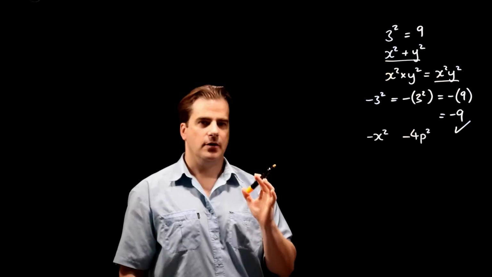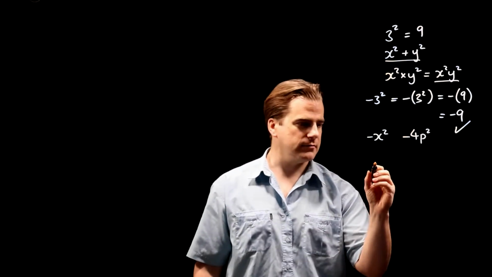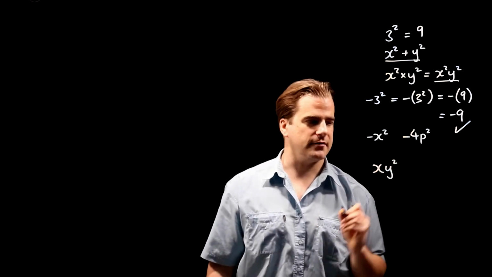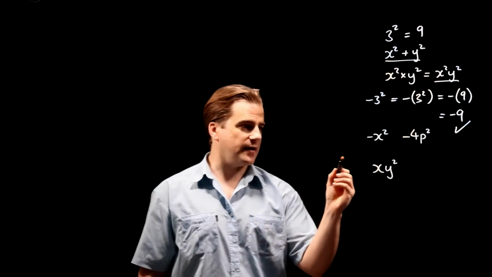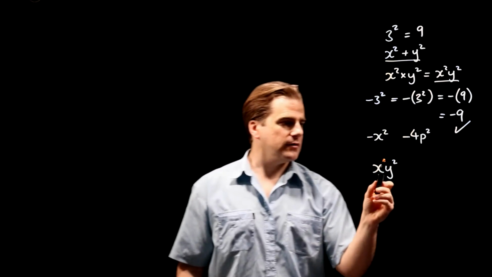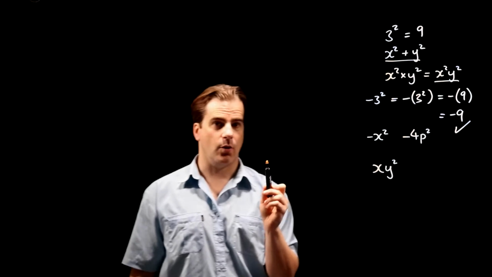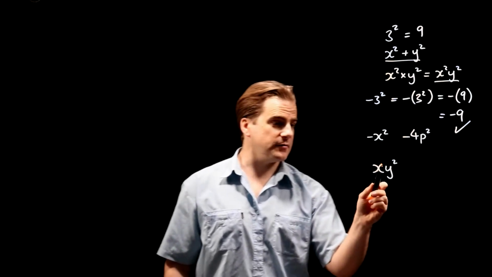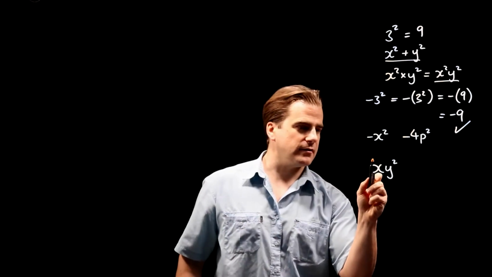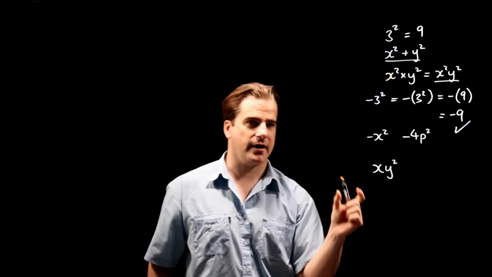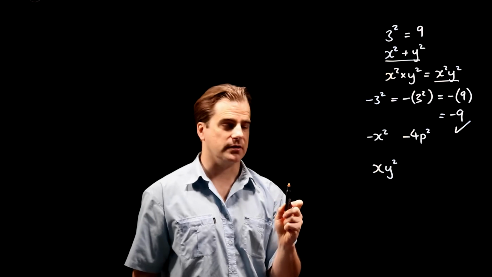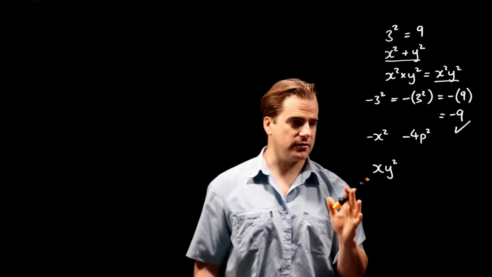Right. What if we have something like, let's have x, y squared. Okay? That just means x times y squared. Well, it's a similar thing to this. The squared only applies to the y. Okay? That doesn't mean xy times xy. There are no sort of invisible brackets around the xy. Okay? The squared is only applied to the y. Very important.